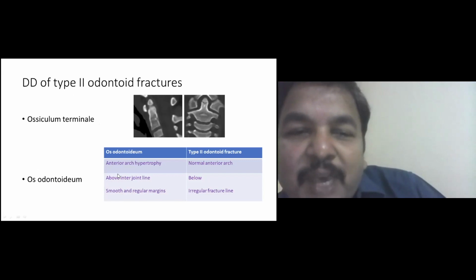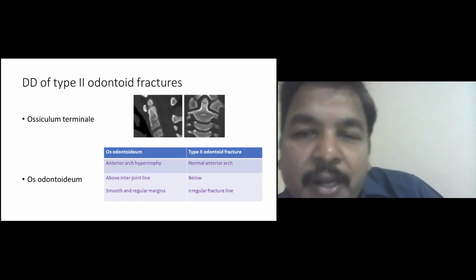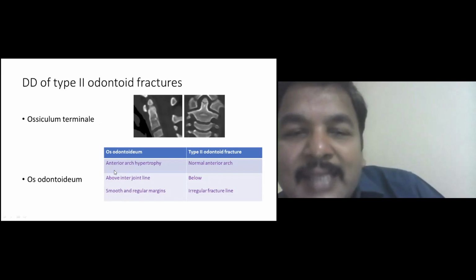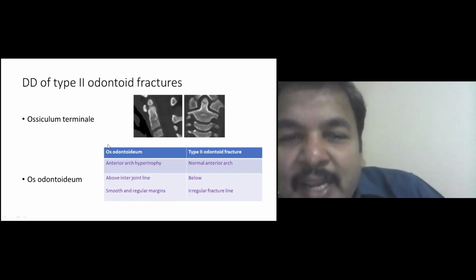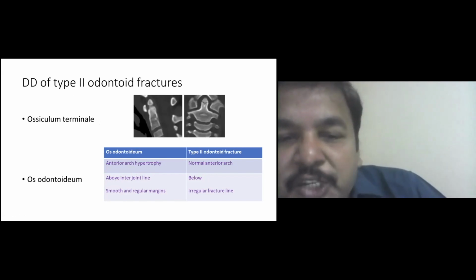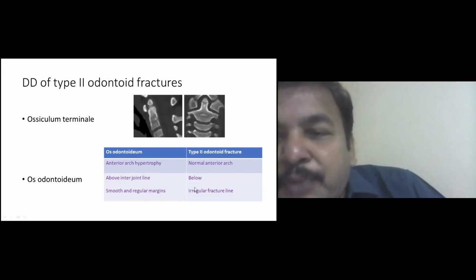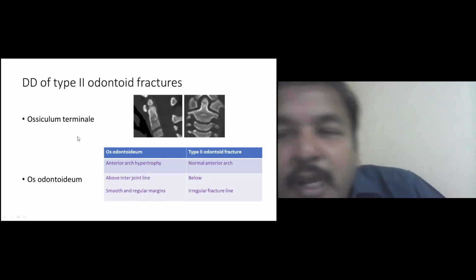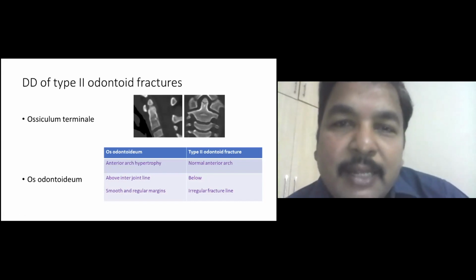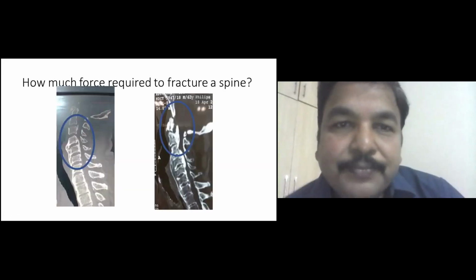The features by which you can differentiate os odontoideum from the type 2 odontoid fracture, you have a clue: that is the anterior arch hypertrophy, being congenital in nature, and this particular fragment will be above the joint line with C1, C2, and this has a smooth margin, contrary to the type 2 odontoid fracture, which has ragged margins. This is how you will differentiate between the os odontoideum and the type 2 odontoid fracture.